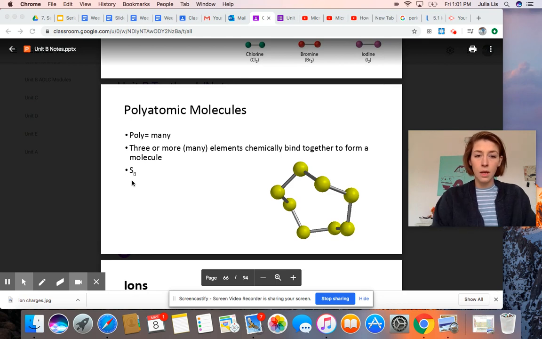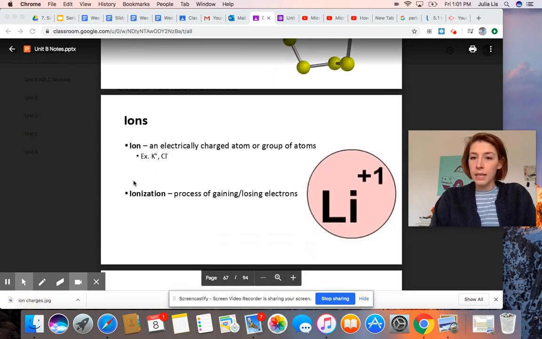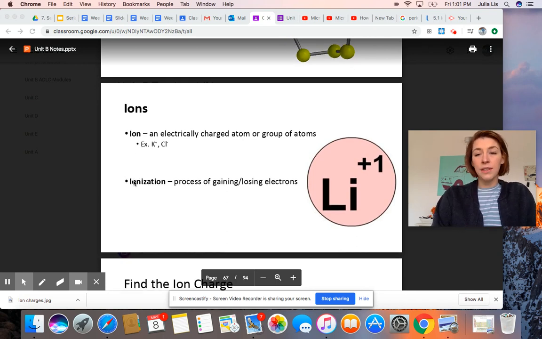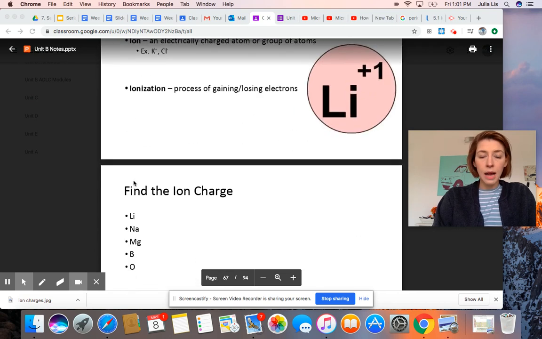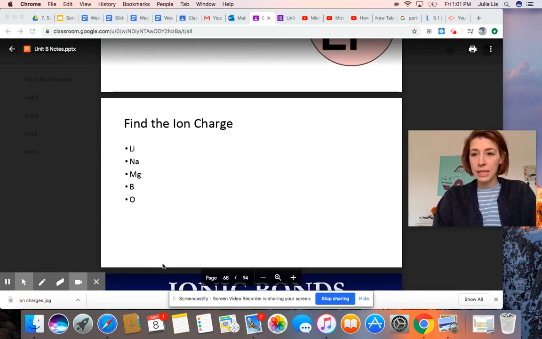A lot of you during our Google Meet asked about ions. An ion is a charged element. The way an element obtains a charge is if it has gained electrons to make it more negative, or if it has lost electrons to become more positive. I had asked you to find the ion charges of these elements, and I did post the key as a Word document just below our notes.